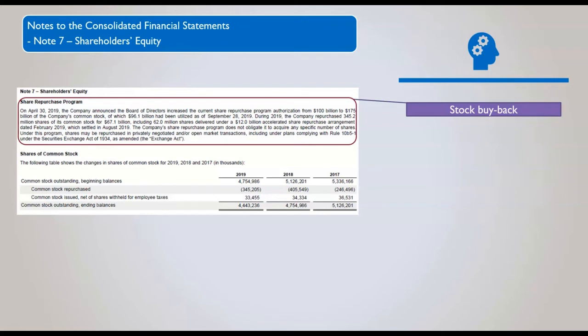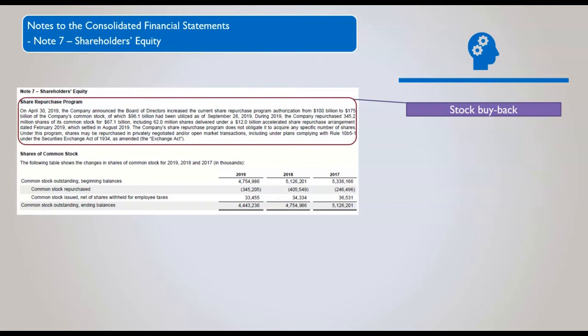This program was approved and authorized by the board of directors of Apple. Essentially, what this allows is for Apple to buy back its own shares from the market. As an example, we can see that Apple's closing number of shares decreased from 4.7 billion on December 31, 2018 to 4.4 billion as at December 31st, 2019.